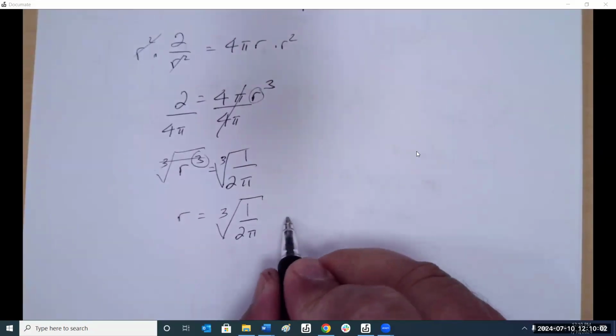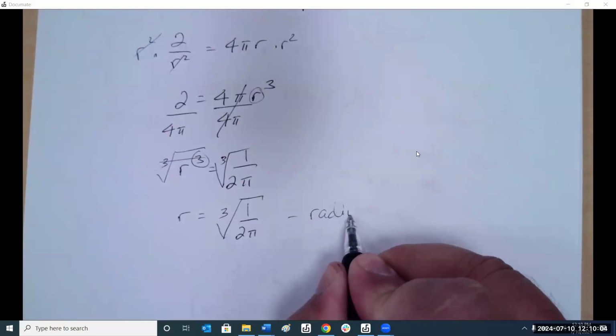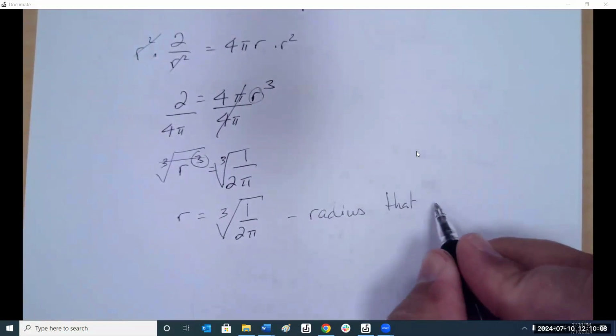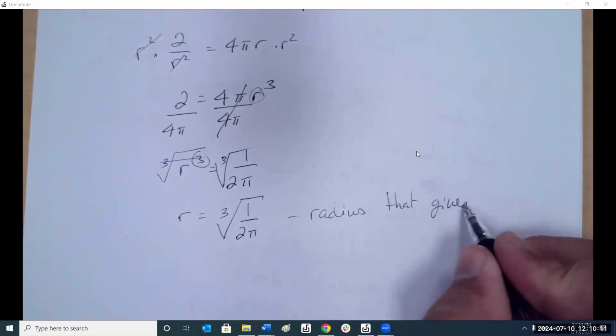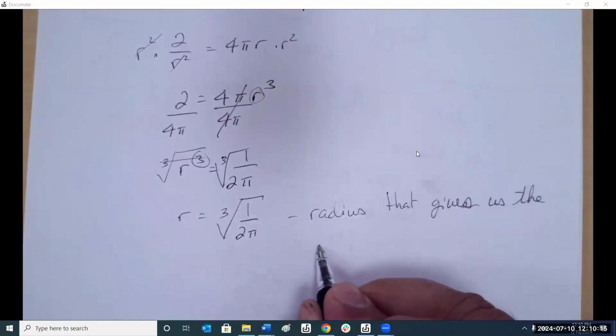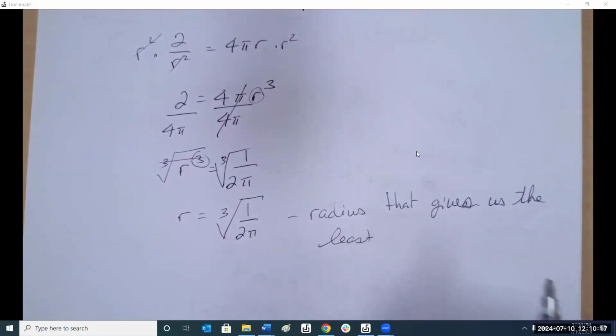Yeah. The radius that gives us the least material.